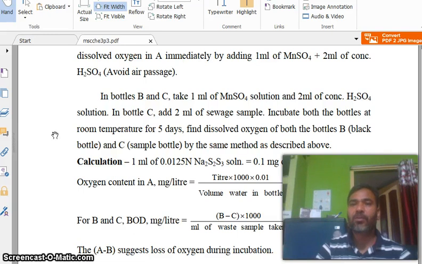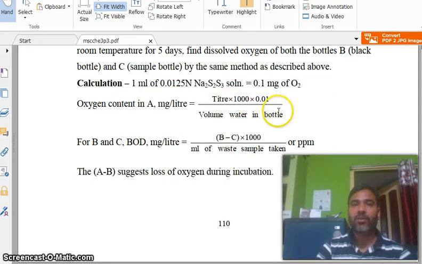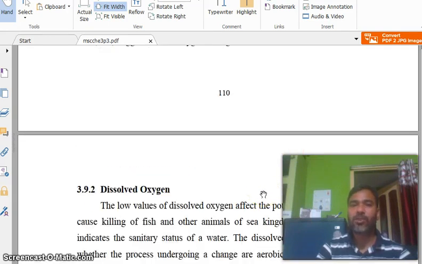Incubate both the bottles at room temperature for 5 days. Find the dissolved oxygen of both bottle B, blank bottle, and C, sample bottle, by the same method as described. Then do the calculations. 1 ml of 0.0125 N Na2S2O3 solution is this many milligrams of O2, and then use these two formulas, and then A minus B suggests loss of oxygen during incubation.